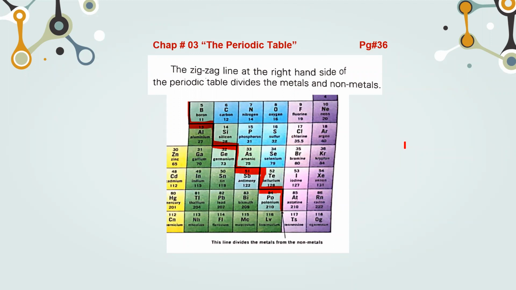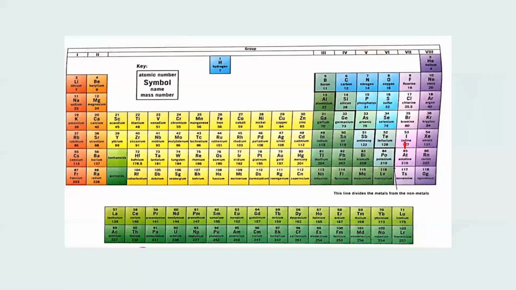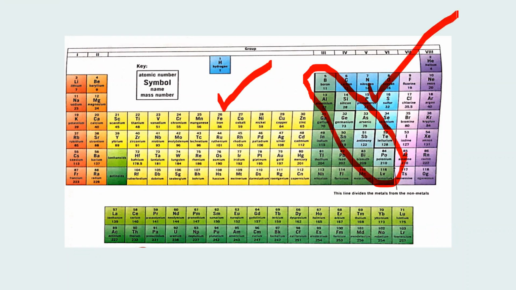So these are the properties of metals and non-metals. I hope you got these. This is the periodic table. You can clearly see this zigzag line represents the separation between the metals and non-metals. This portion is so-called metals, and this is so-called non-metals. The left side, it means all the elements on the left side are usually metals. Yes, sir, I have a question.